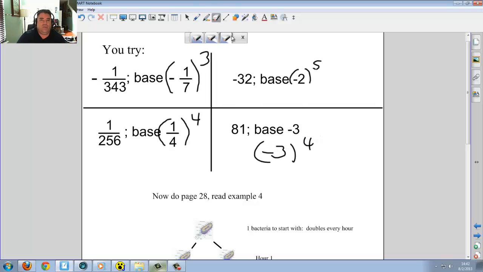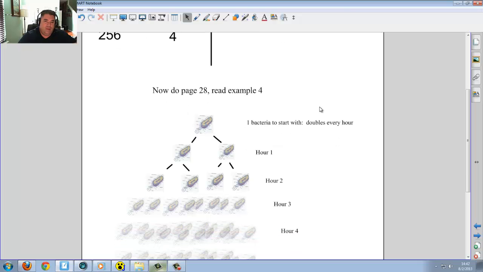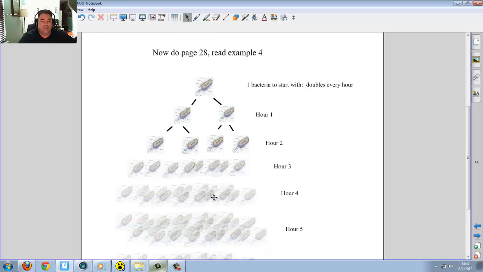Now again, you can't read the word problem in this case, unless you have your textbook, which would be wonderful. If you don't, I'll put it right here. It basically says you have a bacteria, and it looks like it's doubling every hour. So I'm saying it starts with regular 1 bacteria, and in hour 1 it's going to double to 2. And hour 2 is going to double to 4, hour 3 is going to double from there, etc.